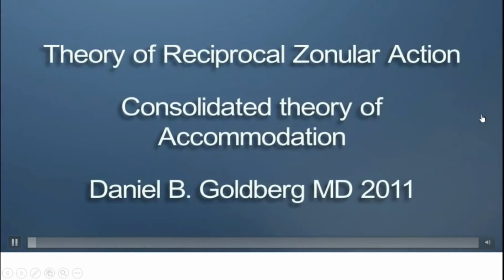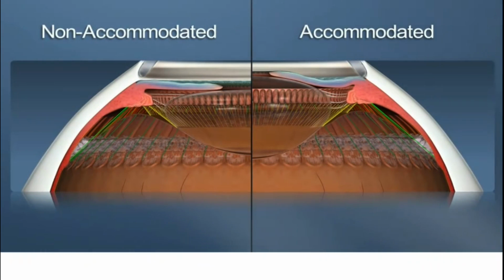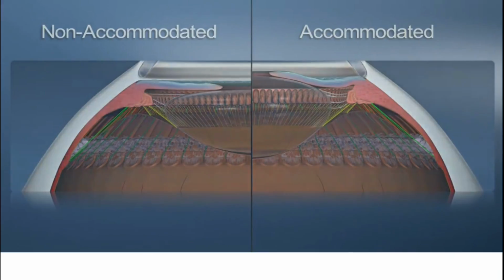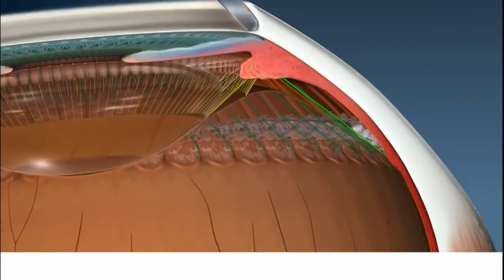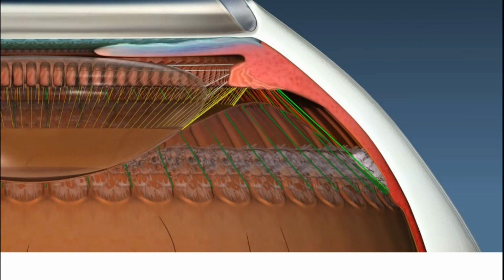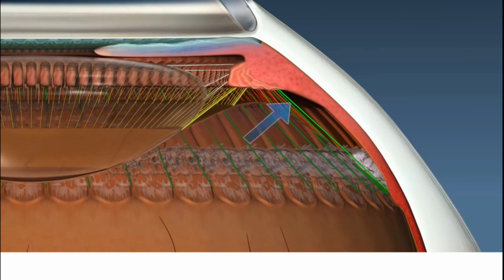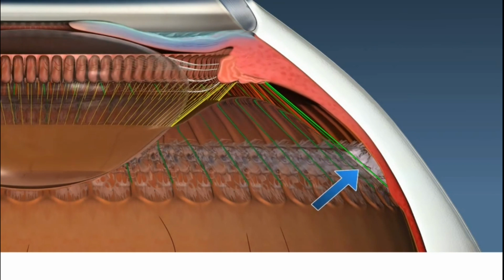Theory of reciprocal zonular action. Dr. Daniel Goldberg now proposes his theory of reciprocal zonular action and formulates a new consolidated theory of accommodation as follows. The engine of accommodation is the contraction of the ciliary body mediated by the distribution of forces via all elements of the zonular apparatus. The resultant changes in refraction are due to the increased thickness of the lens and the increased curvature of the anterior and posterior capsule. The complex anatomy of the vitreous zonule results in traction on the vitreous membrane peripherally and traction on Weigert's ligament connecting the posterior capsule and vitreous membrane.